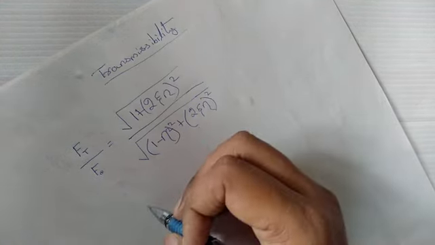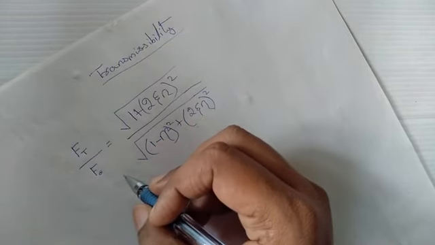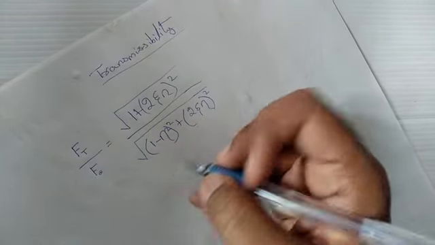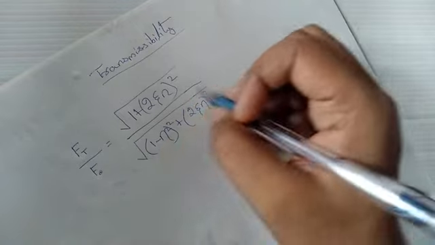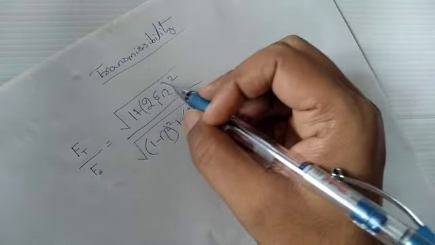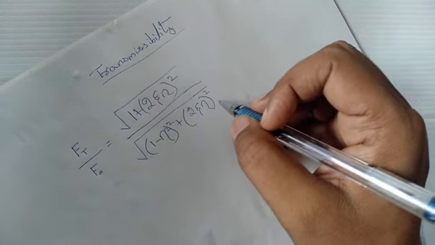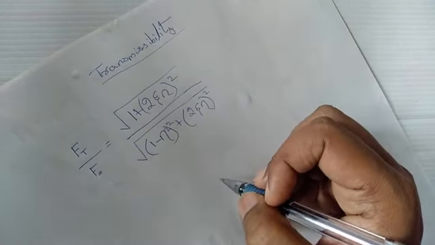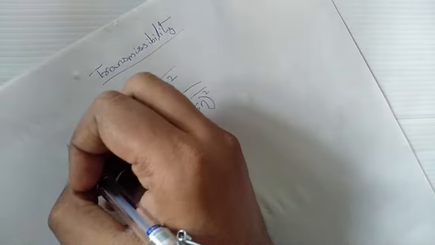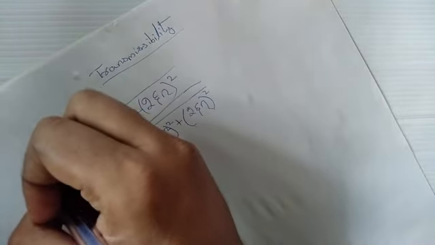So we were discussing transmissibility. We defined the transmissibility ratio Ft by F0. This is force transmissibility, where the formula is root of (1 plus (2 zeta eta) whole square) divided by root of ((1 minus eta square) whole square plus (2 zeta eta) whole square). So this is talking about force transmissibility.